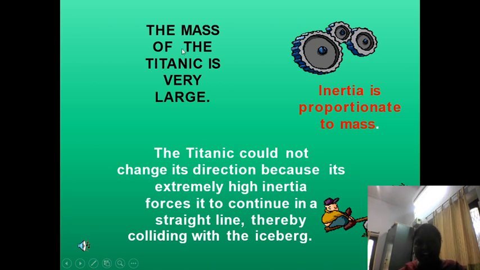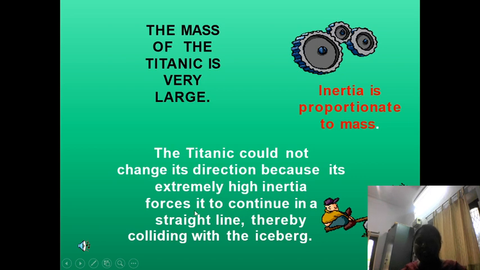So if you see here, the mass of the Titanic is very large. Hence inertia will also be more. If inertia is more, that means it opposes the change in its position. That means it will oppose the movement of the body to the other side. So for that reason, the Titanic couldn't change its direction immediately because of its extremely high inertia.